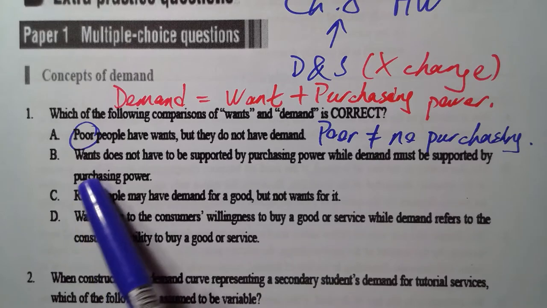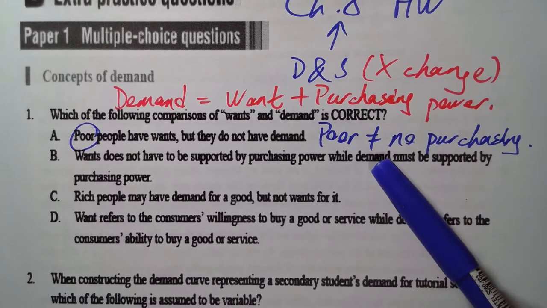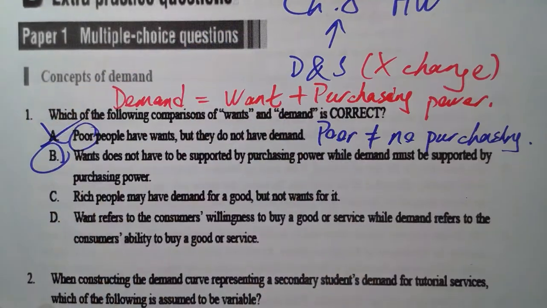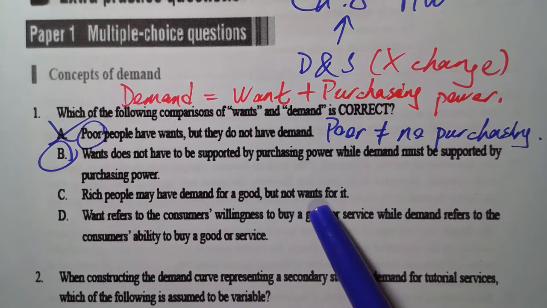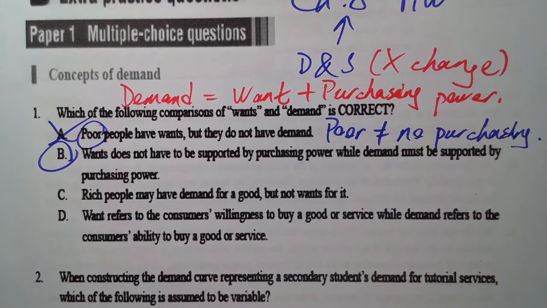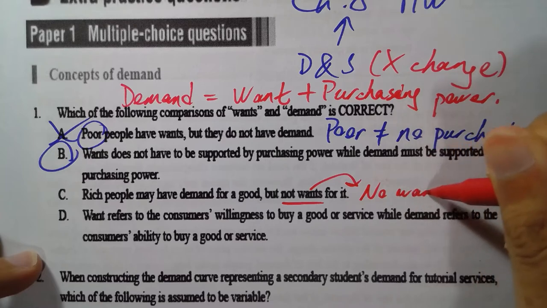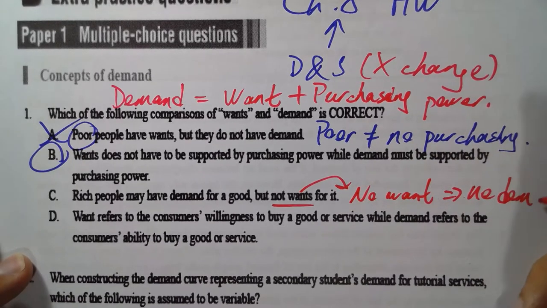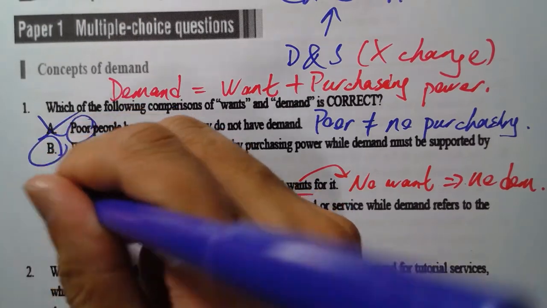Here, B, wants does not have to be supported by purchasing power. Demand must be supported. So this is our standard answer, right? 係咪啊? 剛才上面一句啦。 Here, rich people have demand but not wants for it. 喂, 如果啊, 呢度啊, 睇住。If no wants, then it automatically means no demand. Which doesn't make sense, right? So C is not correct.